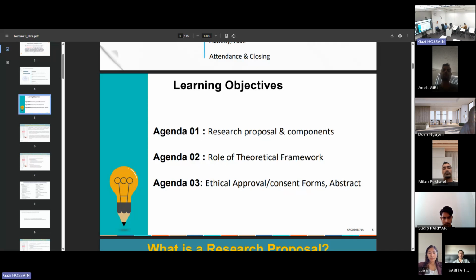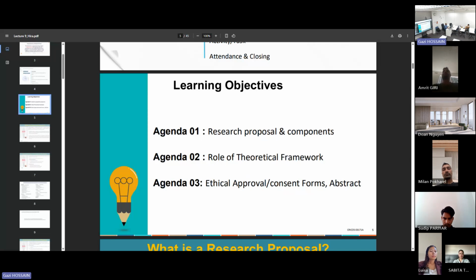The final learning objective in today's class is ethical principles, ethical approval and consent letter. When we collect data from the participants, we need to have a consent form or consent letter from our participants. We must have the pre-consent from our participants. We can't force our participants to be the respondents or interviewees in our research. They must provide their free consent.